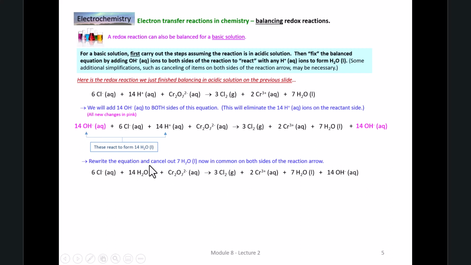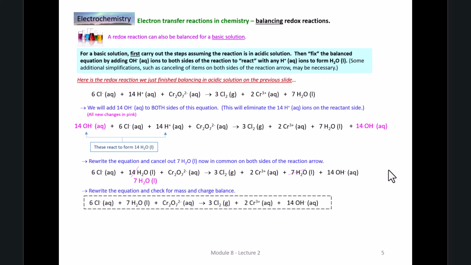We fill everything else in that's supposed to be there. On the right of the arrow, we have what we had before, but now we also have 14 hydroxides. You'll notice there's water on both sides of the equation, so we can get rid of 7 on the right and leave 7 on the left. So we can rewrite the equation now, and then it's now a redox reaction in basic solution.